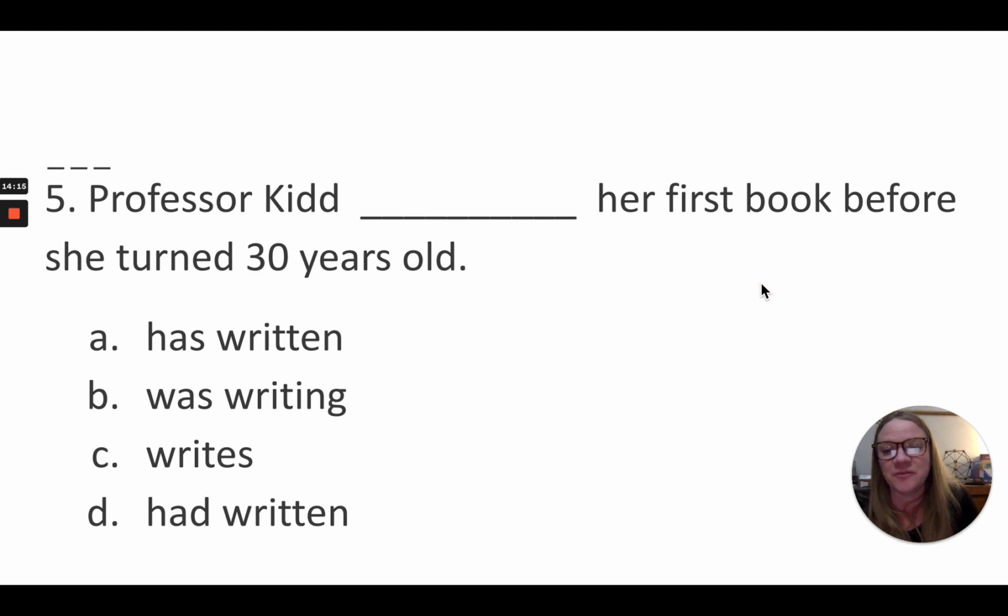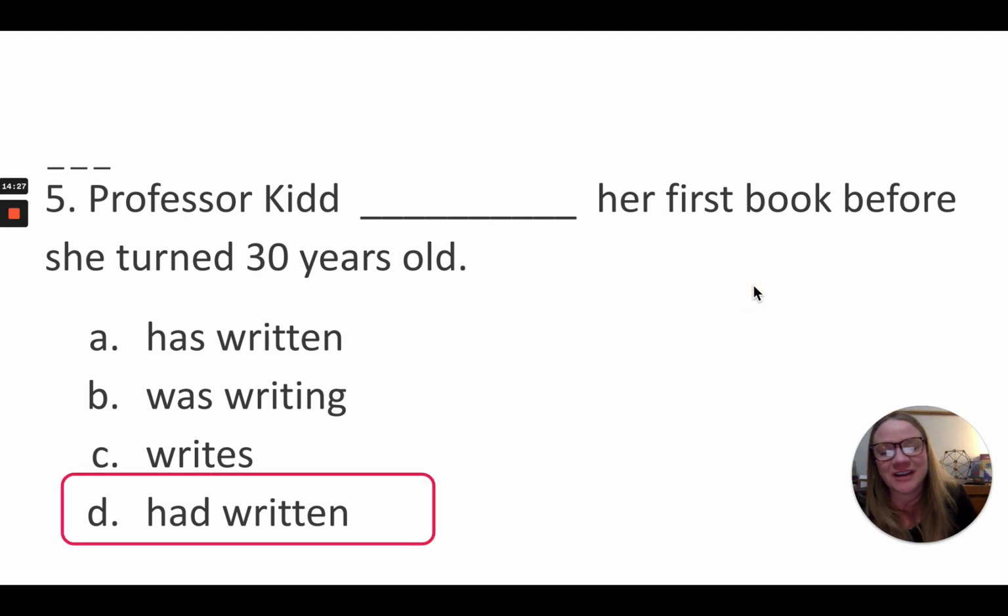And number 5, Professor Kidd wrote her first book before she turned 30. What do you think the correct answer is? Notice it's a little different from number 4. Correct answer is past perfect, had written. Professor Kidd had written her first book. That action is first. Before she turned 30 years old. That action is second, right? So again, we use past perfect to show 2 finished actions in the past. One action finished before the other began.